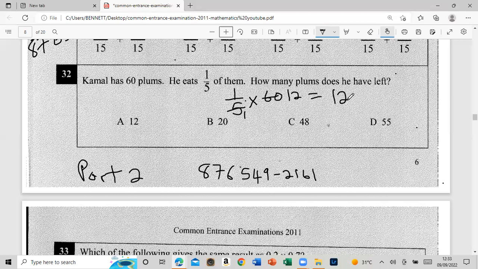Pick up yourself, come on, Williams. Yeah, man, greater Portman. Alright, so basically he ate 12 plums, right?